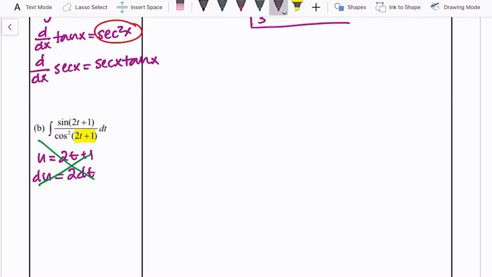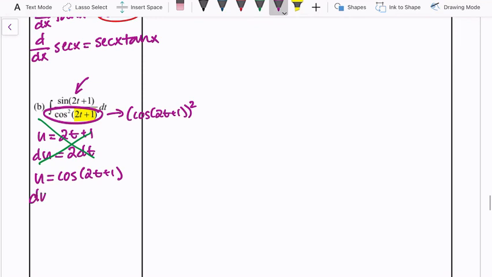So where over here do I see some sort of function in a function? Well, I kind of see that right here, right? I have cosine squared of 2t plus 1. So what if we thought about this as cosine of 2t plus 1, squared? Now what if we let our u be that cosine function? It still includes that 2t plus 1, but I think we're going to end up taking care of our sine problem up in the numerator.